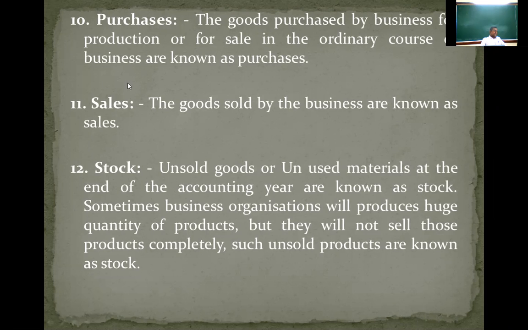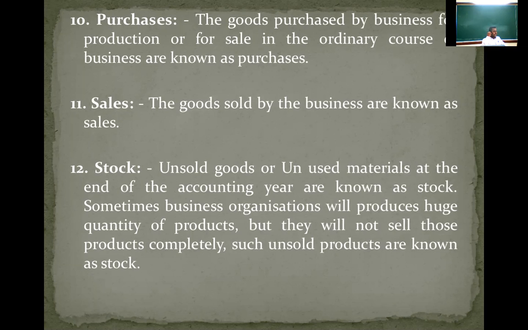Then the next term is sales. What is sales? The goods sold by the business are called as sales. For example, a grocery shop is selling all grocery materials, kirana materials. You can call it sales. Suppose he sold his weighing machine due to some reasons, or sold his old furniture, you cannot call it sales because the terms purchases and sales are only applicable to goods. They are not applicable to assets.